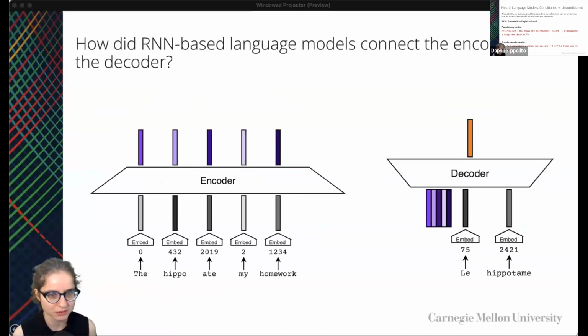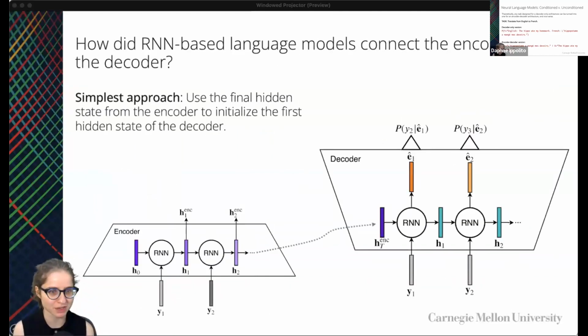Okay, so this is the plot I showed you at the very beginning, and we want to know how the RNN-based language models connect the encoder to the decoder? Well, here is the dumbest thing you could possibly do. Your encoder is outputting a hidden state at every step. And your recurrent neural network decoder needs to have this hidden state that gets initialized somehow. Why don't you just initialize it with the last hidden state from the encoder? And so that's this dotted line here. So whatever the final hidden state from the encoder is, we're going to use it to initialize the decoder. This is very easy to do.